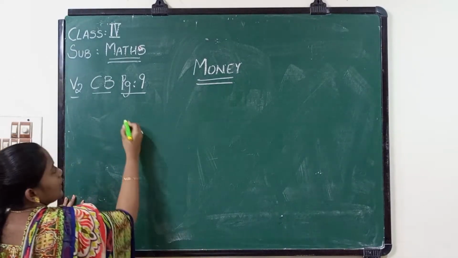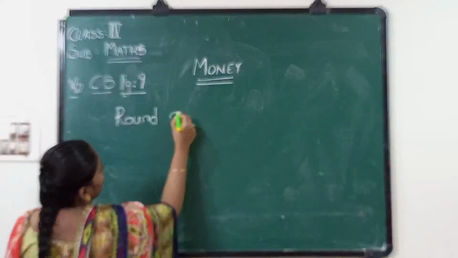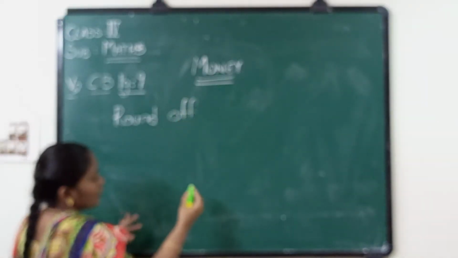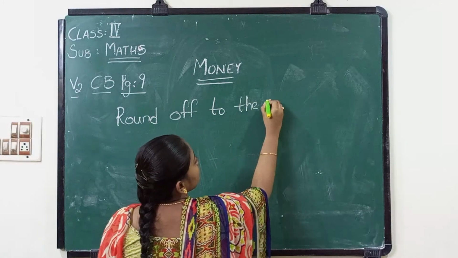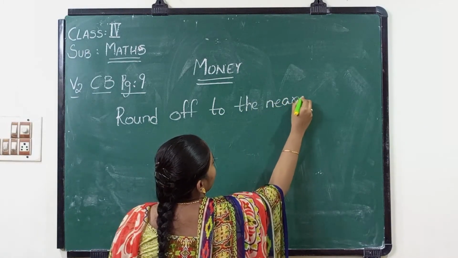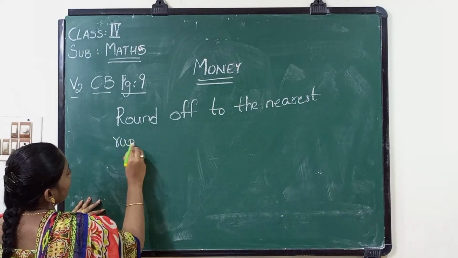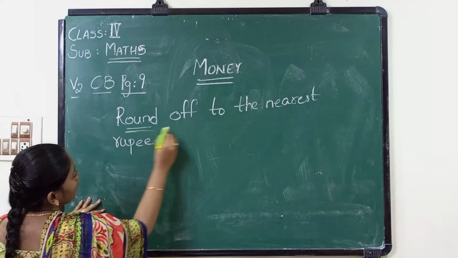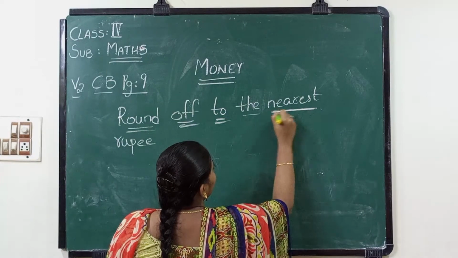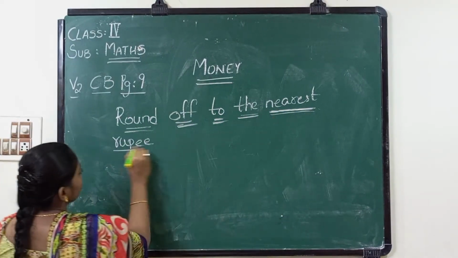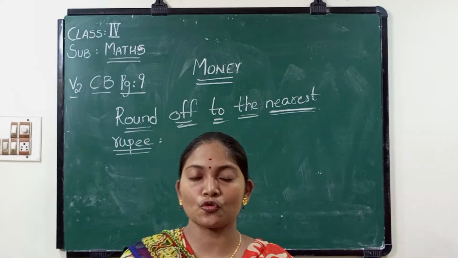In today's topic, round off to the nearest rupee. What is meant by round off to the nearest rupee?